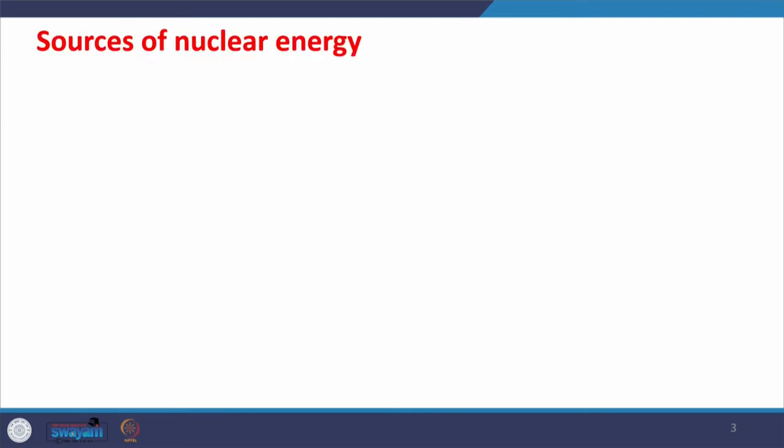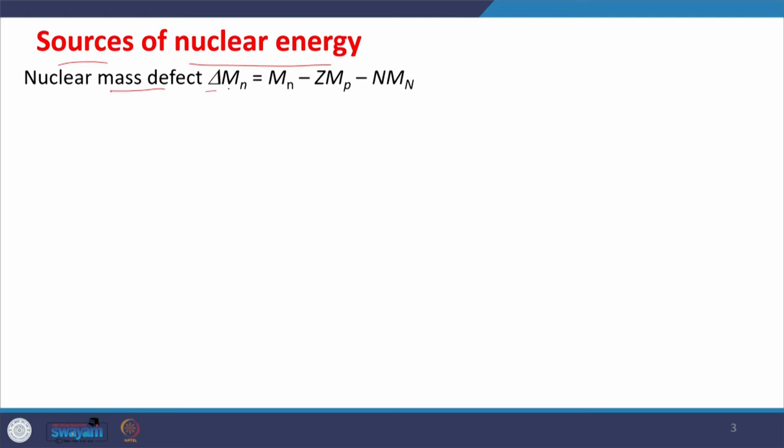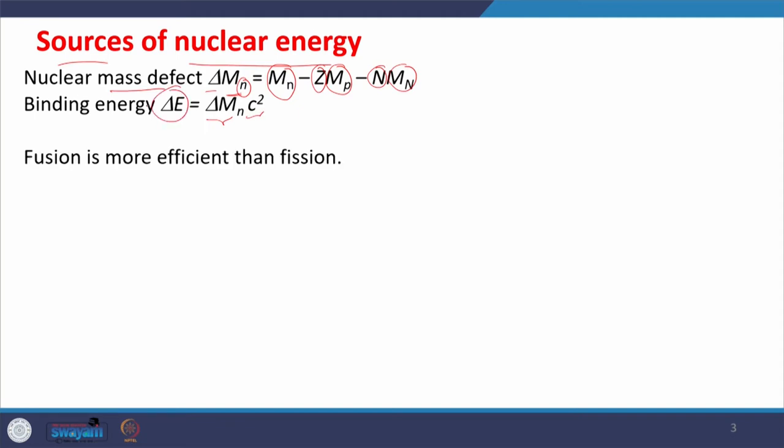Let me start from the basics, which you are very much familiar with. To maintain the flow of the course, let me quickly refresh the concepts. What is the source of nuclear energy? It is the mass defect, delta m, where m corresponds to mass, n corresponds to nucleus. So, the actual mass of the nucleus minus the number of protons times the mass of each proton, minus the number of neutrons times the mass of each neutron, and the difference, you are very well aware of, is the mass defect. And multiplying the mass defect with c square gives us the binding energy. And nuclear reaction, which is normally fusion of 2 nuclei, is much more efficient than fission.